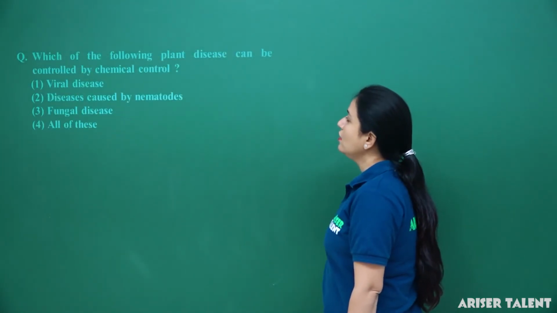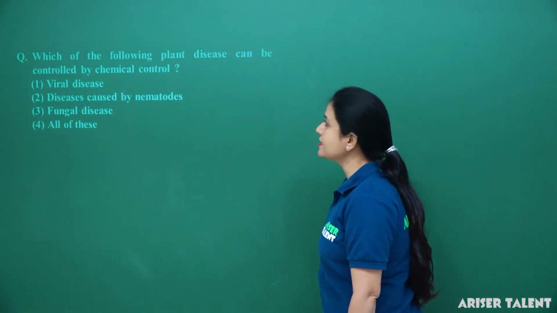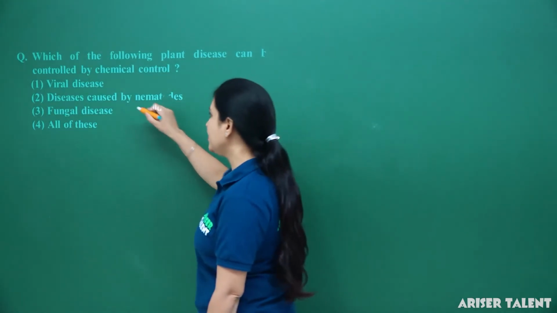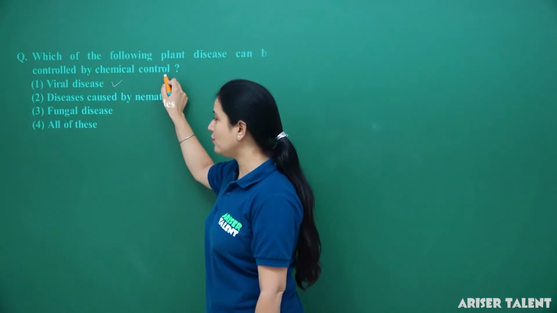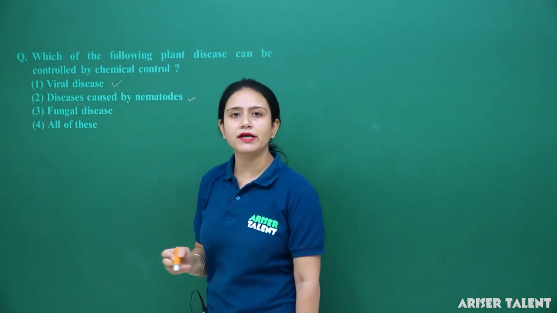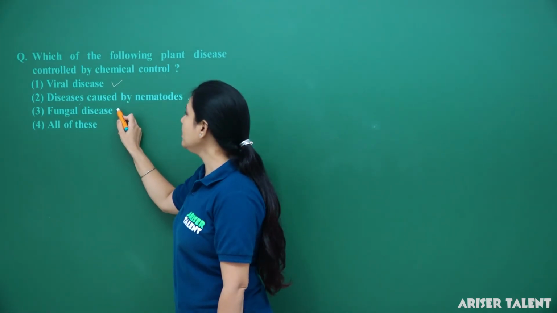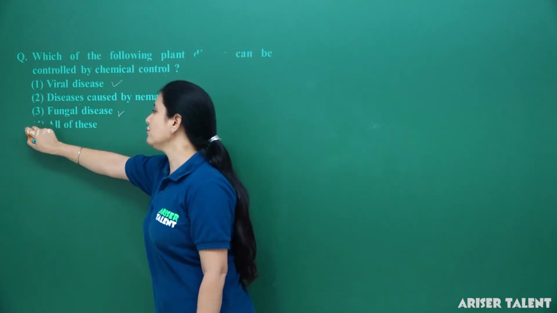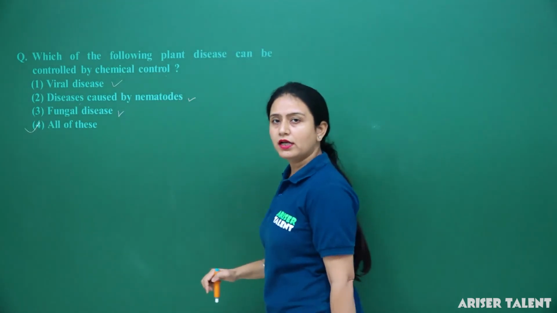Next is, which of the following plant diseases can be controlled by chemical control? Viral disease, yes, they can be controlled by chemical control. Diseases caused by nematodes, yes, they also can be controlled by chemical control. Fungal diseases also can be controlled by chemical control. So option 4, that is, all of these, is the correct answer.